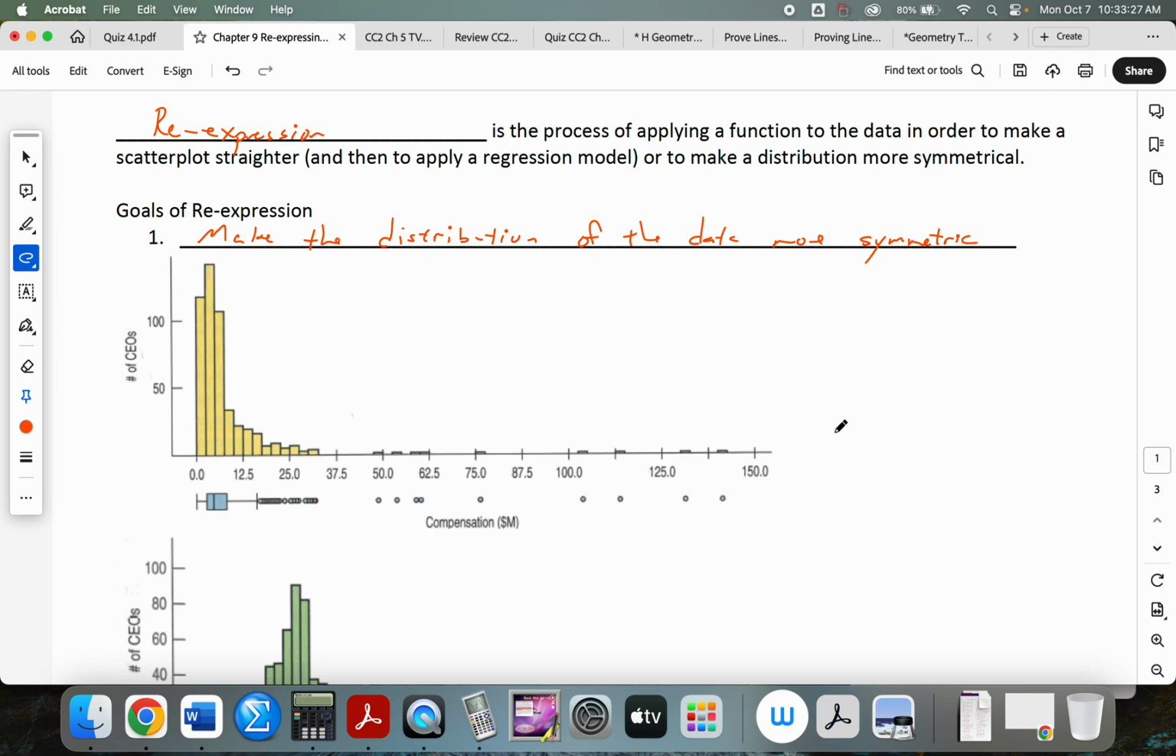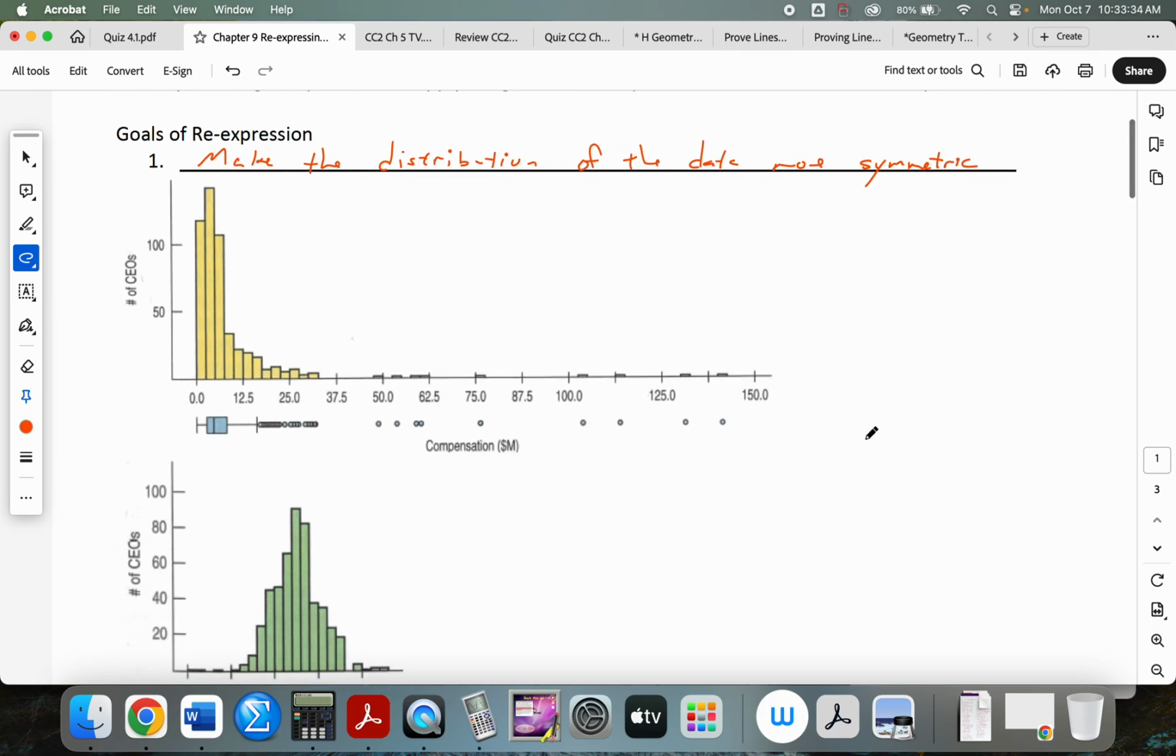So this is hugely right skewed with outliers. This is one where you look at how much CEOs make in compensation. And I don't remember what the SM stands for. Oh, it's a dollar sign? Yeah. So it's in millions of dollars, right? So you have a lot of CEOs that are down in this range, but you've got some that are making some serious coin, right?